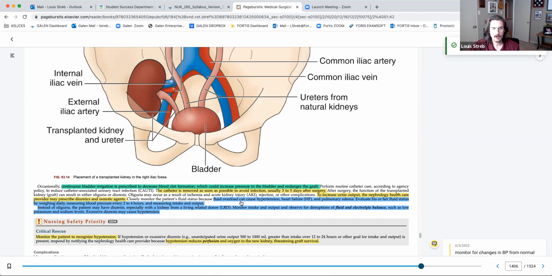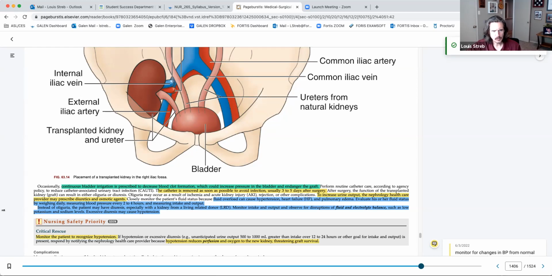Look for fluid volume overload, because fluid volume overload can cause hypertension. It can cause heart failure. It can cause pulmonary edema. All of these decrease blood flow to the kidney. So you're not going to have that good perfusion. You'll have rejection. Evaluate the fluid status by daily weights, by measuring fluid pressures every 2 to 4 hours.